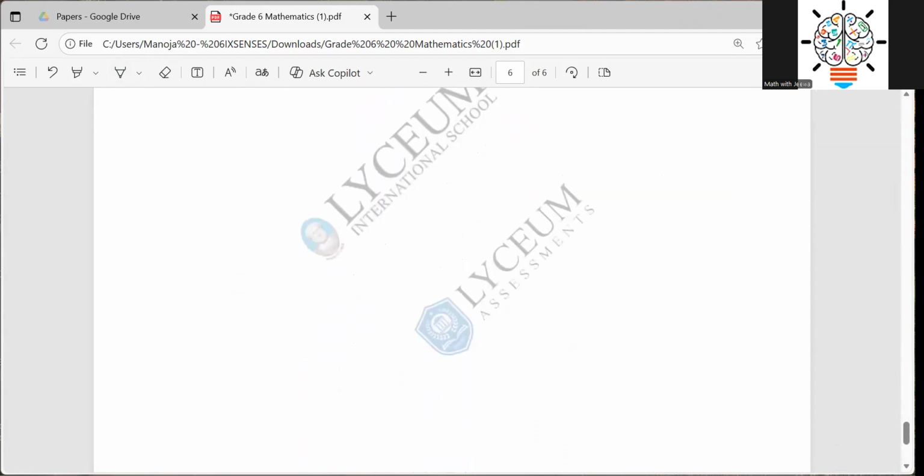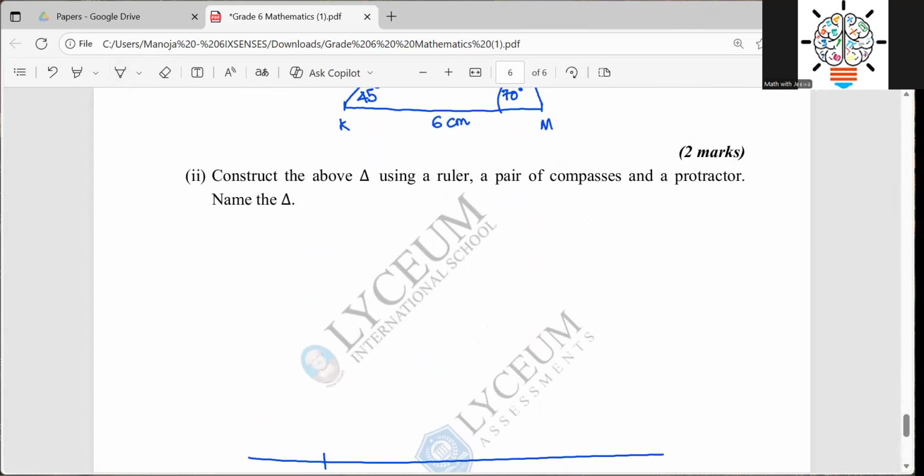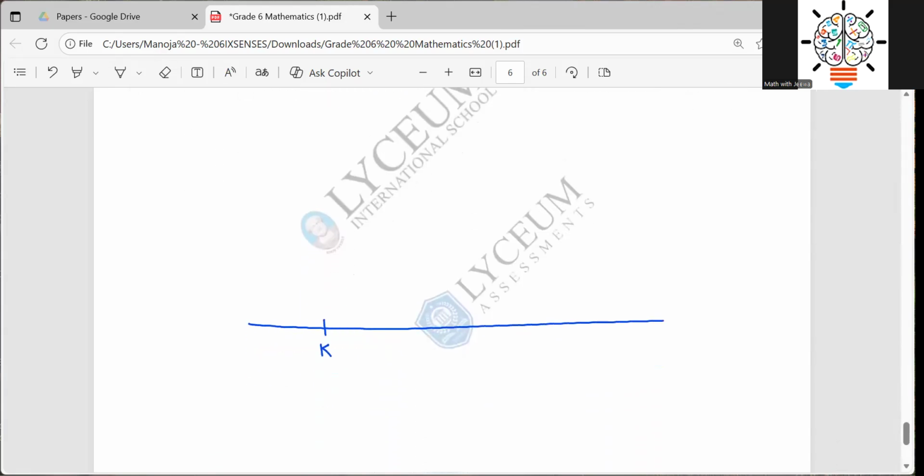How can you do this, children? First, you draw a straight line and you mark point K. You open your compass and measure 6 centimeters, and you keep the point of the compass here and you draw the arc. So this is M and you can write 6 centimeters.